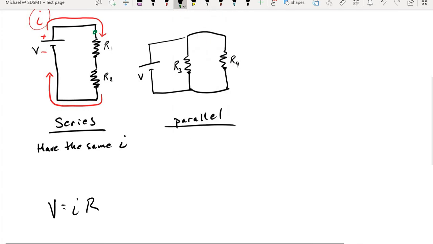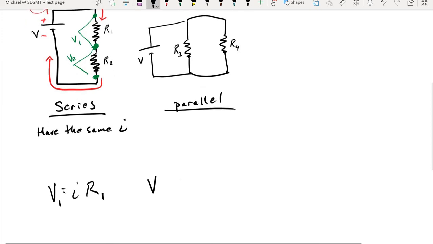So resistor 1 will have a potential difference that we can call V1. Likewise, resistor 2 will have a potential difference that we can call V2. V1 will equal the current I, which passes through resistor 1, times R1. V2 will equal I times resistor 2.